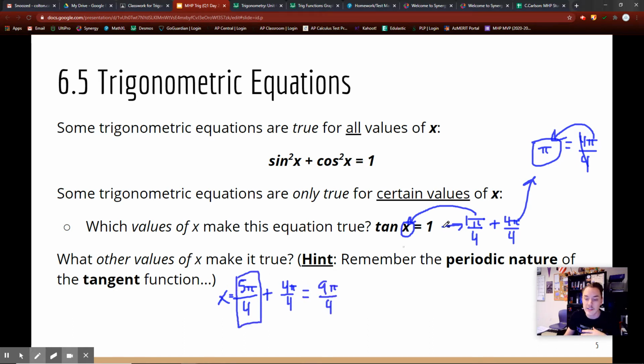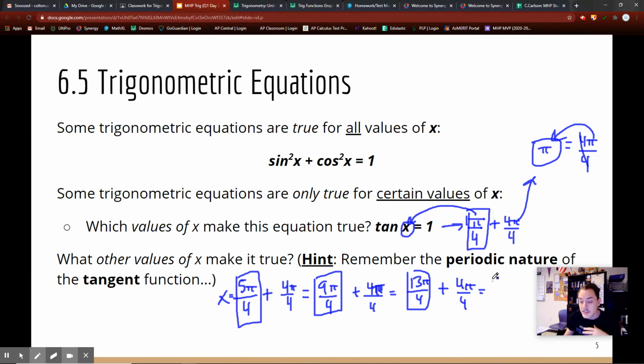So this is an answer. This is an answer. Could I do it again? Absolutely. I could do it again. And so this is 13 pi over 4. Could I do it again? Yes. Okay, add 4 pi over 4. And so this is going to be 17 pi over 4 and so forth. Now, here's the problem.